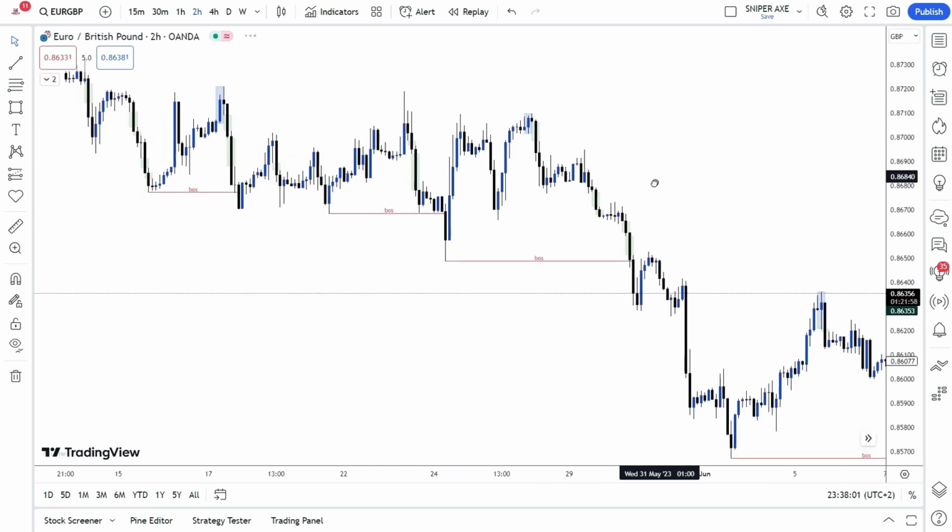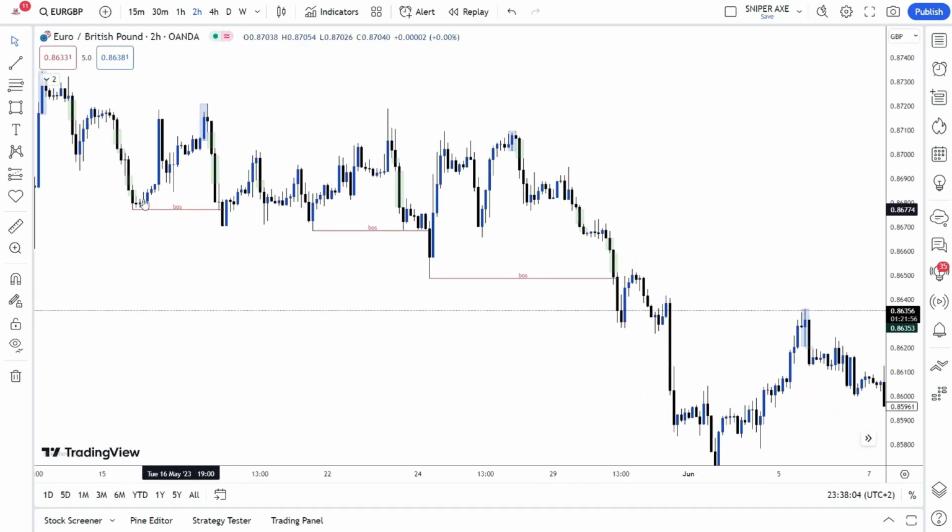So look from this point. It gave us a BOS here. After giving us a BOS, it showed us this imbalance. It marks all of that. If you don't know what an imbalance is, if you don't know what a BOS is, if you don't know what an order block is, just go to my videos on this channel and you get to learn about those things.